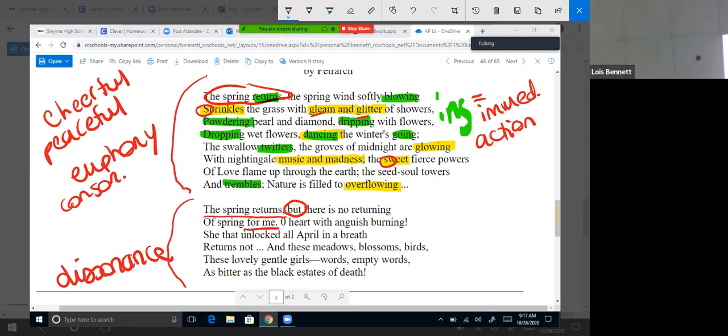This is chock full of alliteration. We gleam and glitter, music and madness, dropping, dancing, seed, soul, lots of alliteration. All right, so now let's jump back down to the sestet. We've got that there's a lot of dissonance in there that we'll find in a minute, but we need a tone to put with that.